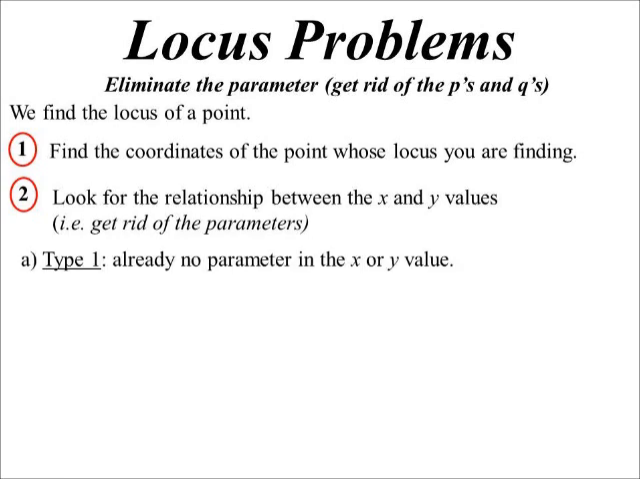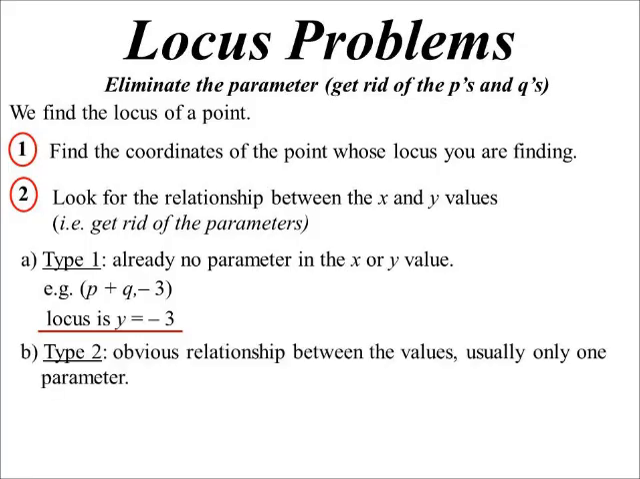The first type's the easiest of them all, where once we've worked out the coordinates, already in either the x or the y value, there is no parameter. So for instance, you might do all your work, you come up with this coordinate, p plus q, negative 3. And what it's basically saying is it doesn't matter what the parameter is, it doesn't matter what p or q is, the y value is always negative 3. So therefore that's the locus. If I was to draw all these possible points, then I must end up with the line y equals negative 3. So as I say, that's probably the easiest of them all, where basically the work's been done for us. So locus is y equals negative 3.